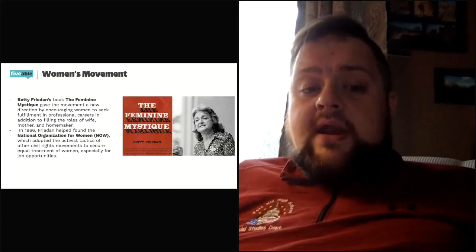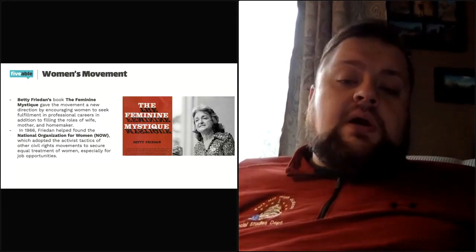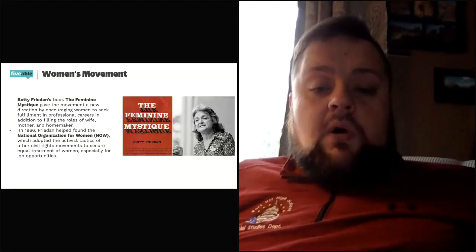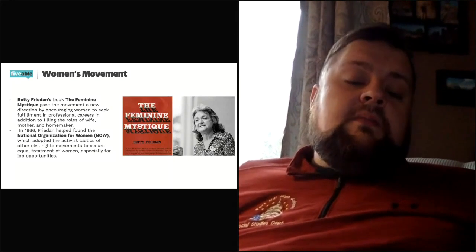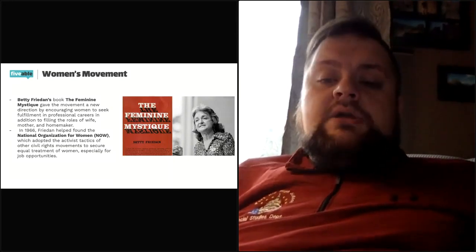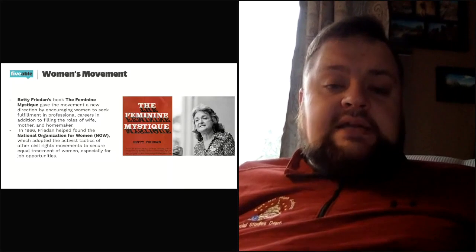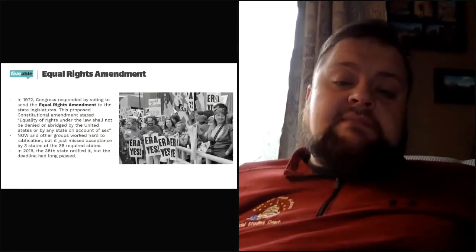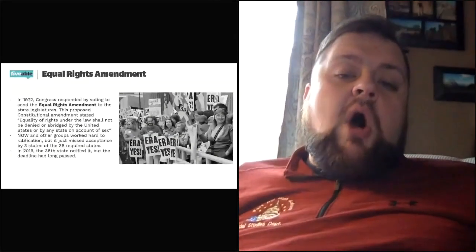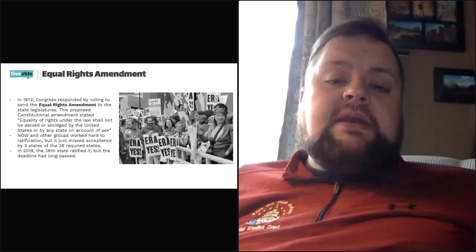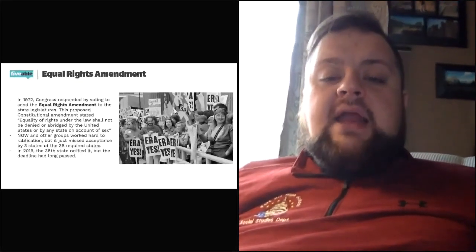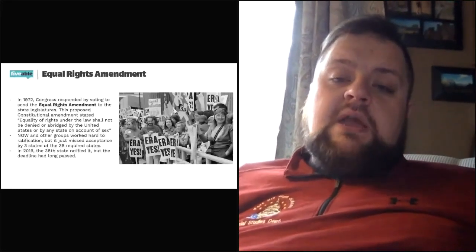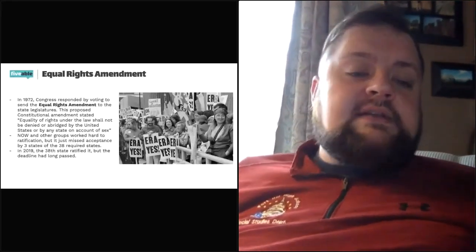Betty Friedan is then going to help organize the National Organization for Women, or NOW, which is then going to take a more activist role in pushing for rights for women. So one of the things that they pushed for in 1972 is the passage of the Equal Rights Amendment, okay? And basically this amendment says exactly this: equality of rights under the law shall not be denied or abridged by the United States or by the state on the account of sex. So the Equal Rights Amendment is passed by Congress and it's sent to the states.